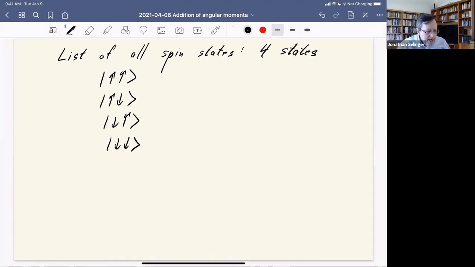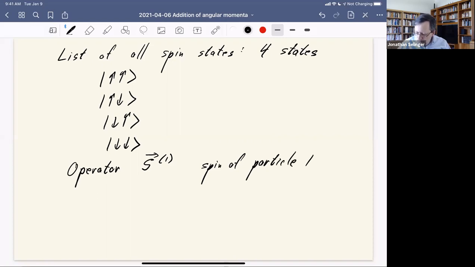Now what do we know about these 4 states? Well, we have an operator for the spin of one particle. There we have an operator S1, that is the spin of particle 1. And that is equal to Sx1, Sy1, Sz1.